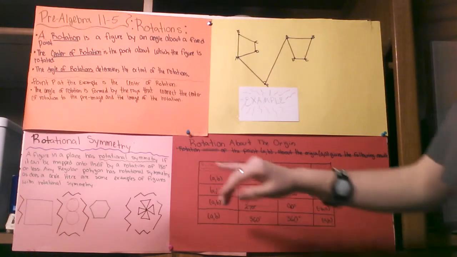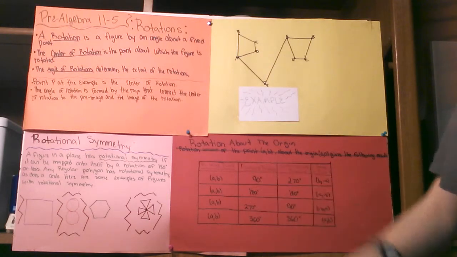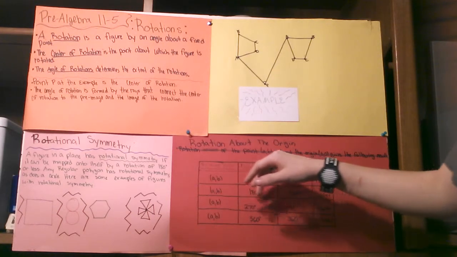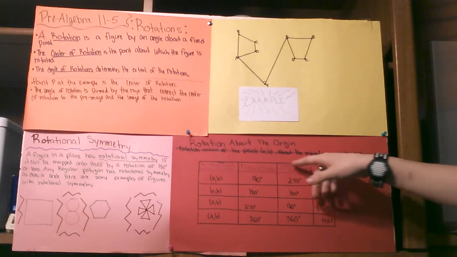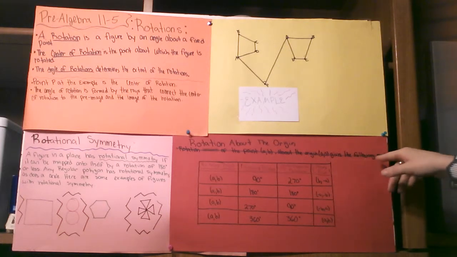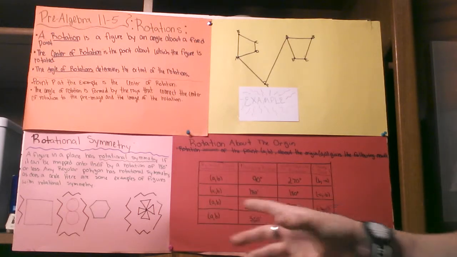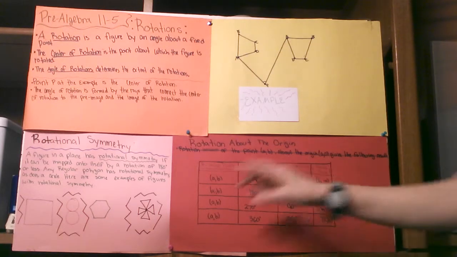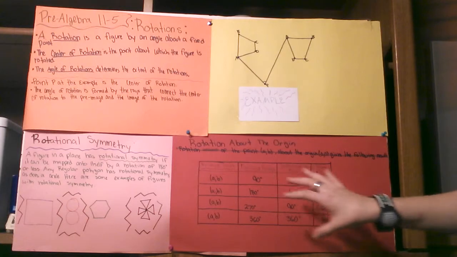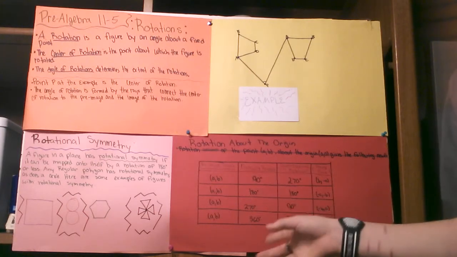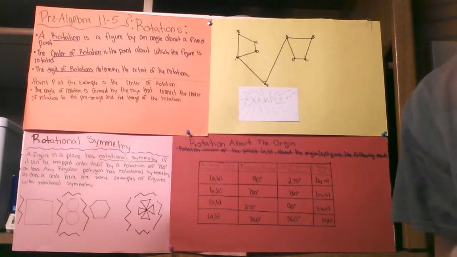And then rotation about the origin. Rotation of the point (a, b) about the origin (0, 0) gives the following results. I drew a chart to show where it would end up using (a, b). You can use anything, but you can use this chart to kind of show you what it would look like.